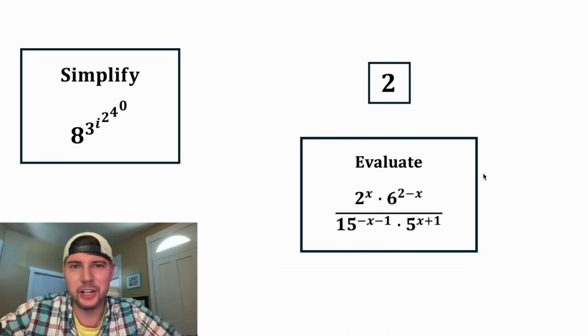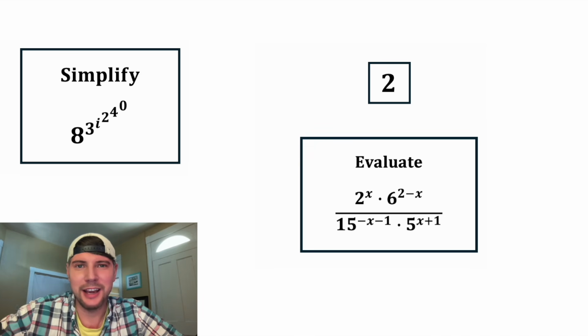And here's tomorrow's question. Is 2 to the power of x times 6 to the power of the quantity 2 minus x over 15 to the power of the quantity -x minus 1 times 5 to the power of the quantity x plus 1? And it wants us to evaluate. How exciting.